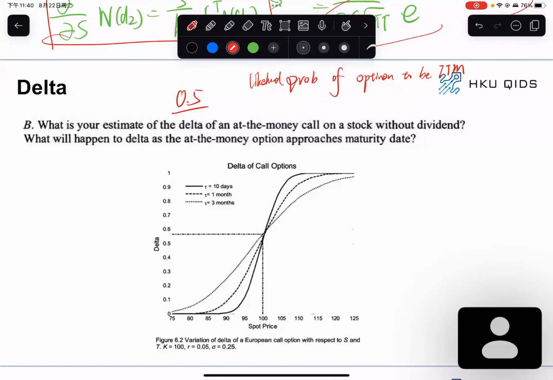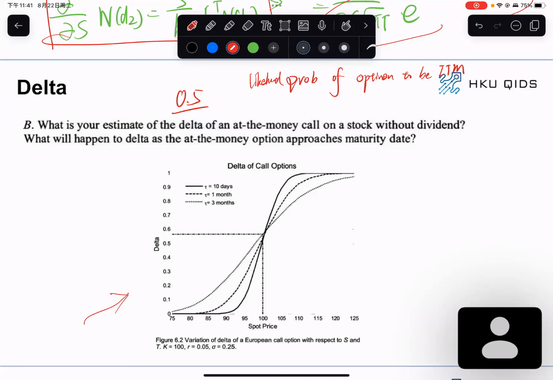That's the logic behind. And what will happen to delta as the at-the-money option approaches the maturity date? If you forget this kind of picture, I put the picture here so that you can better remember it. But if you do not remember it during the interview because you are too nervous, I think one of the best solutions is to think about the extreme case. We think about the day at maturity. At the maturity day, if it is an at-the-money call, and it is exactly at the money, then any price change will suddenly make this the same as the stock, right? If it goes into the money, or if it becomes out of the money, then this option is going to be valueless, becomes 0, right?